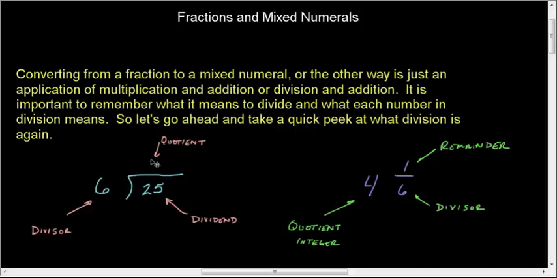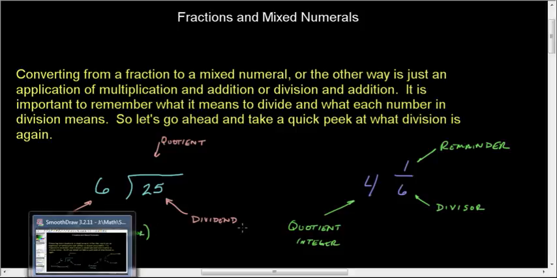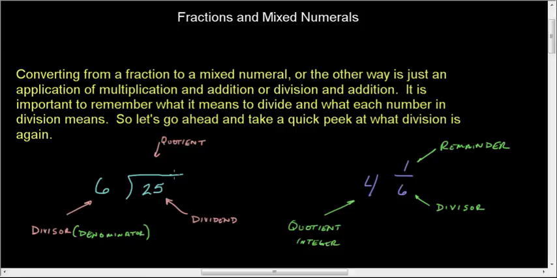In this first diagram here, I'm simply showing you the different pieces of a division problem. You have your divisor, the thing that is doing the dividing. In fraction form, the divisor is the denominator. Your dividend is the number that is being divided, and that is your numerator.